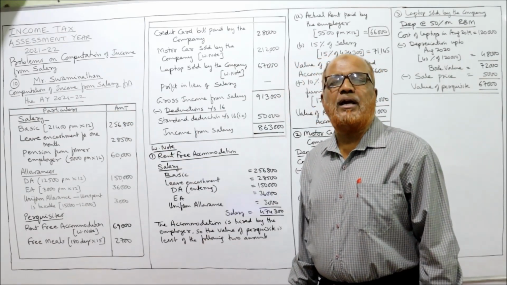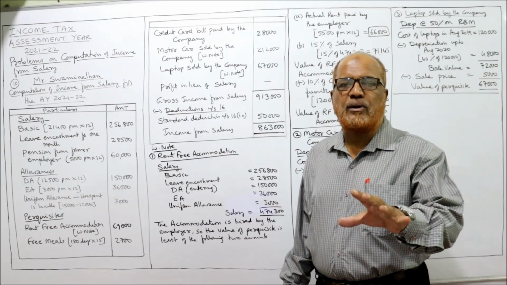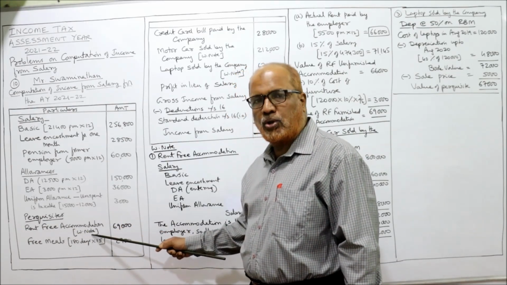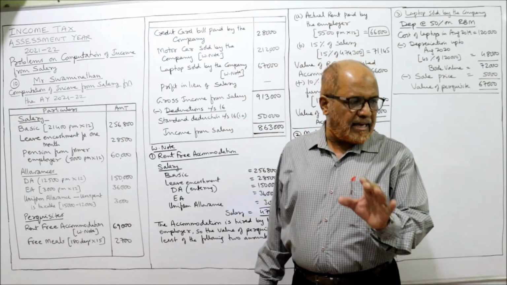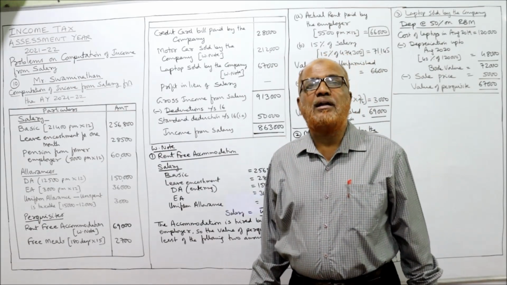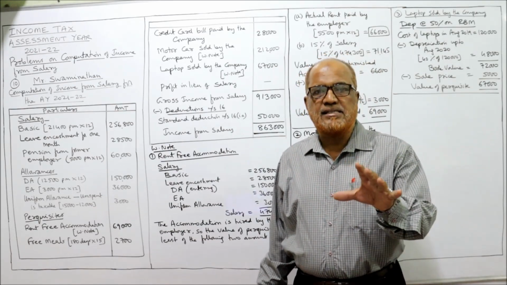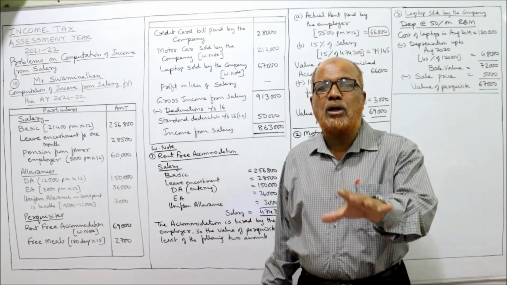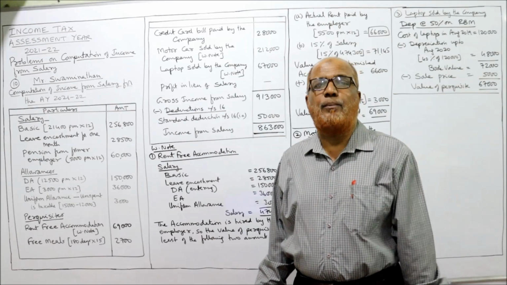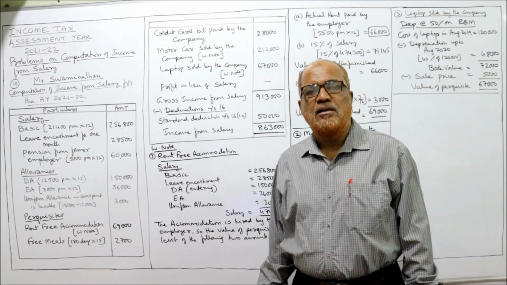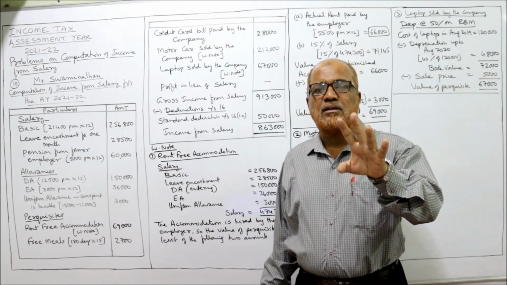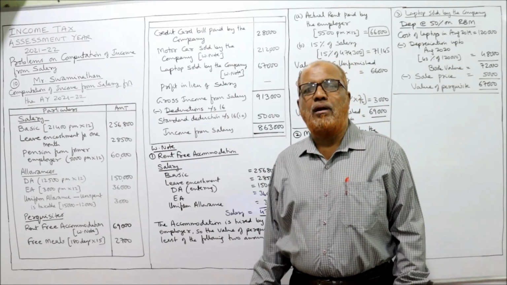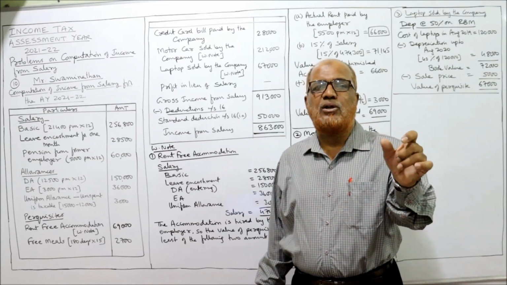So rent-free accommodation is a taxable perquisite for all employees. Here, perquisite rent-free accommodation, working note. First of all, the SSC is a non-government employee, and the accommodation is not owned by the employer, it is hired by the employer. So in that case, the least of the following two is the value of the perquisite: actual rent paid by the employer or 15% of salary.